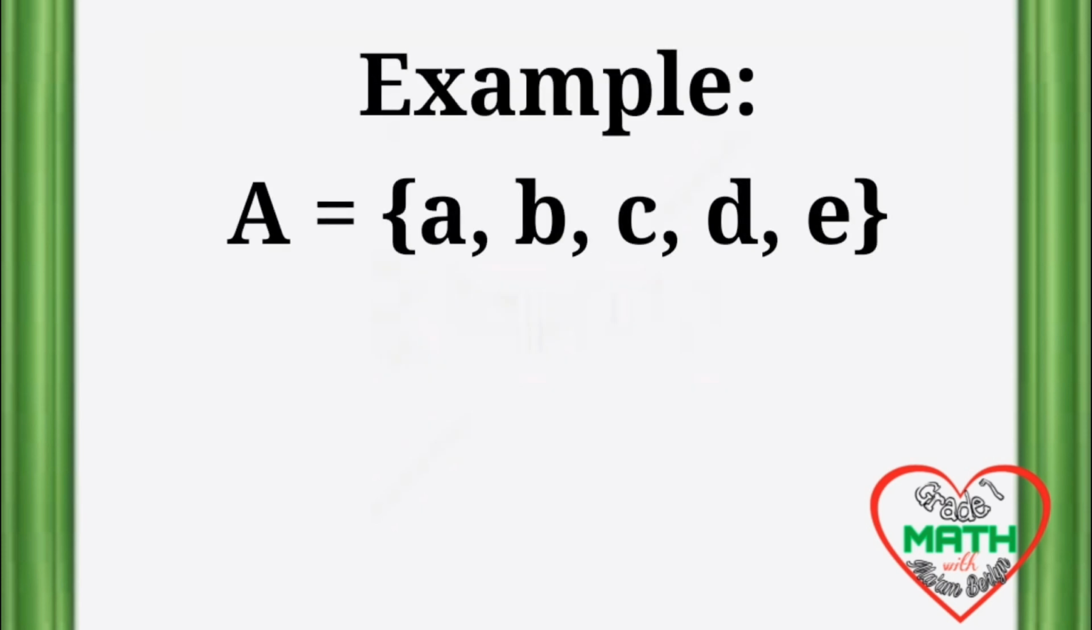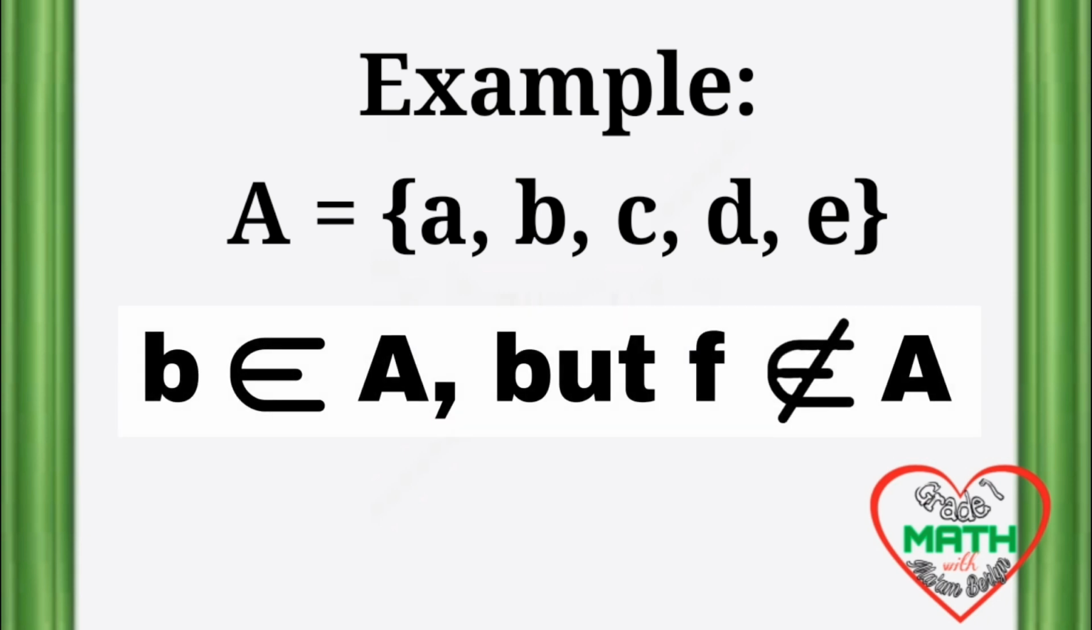Now let's use the same example. Set A equals {a, b, c, d, e}. b is an element of set A, but f is not an element of set A, since we cannot find f among the elements in set A.